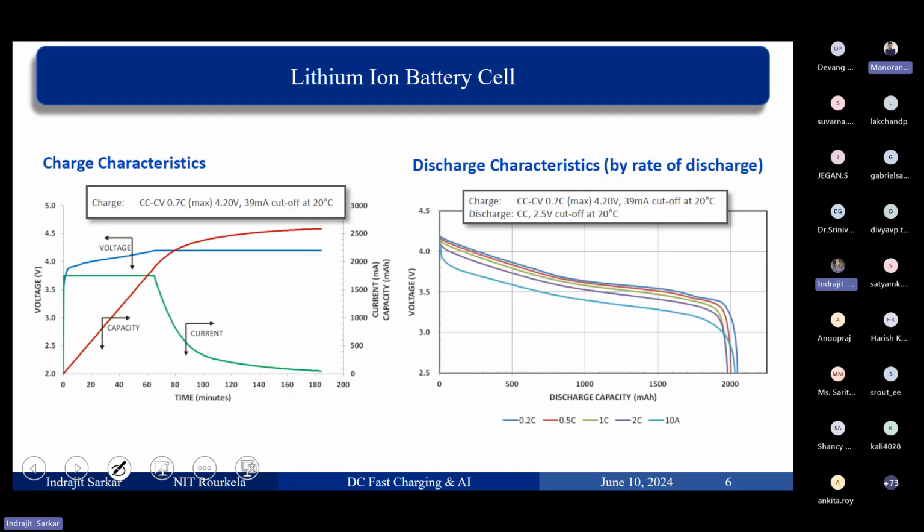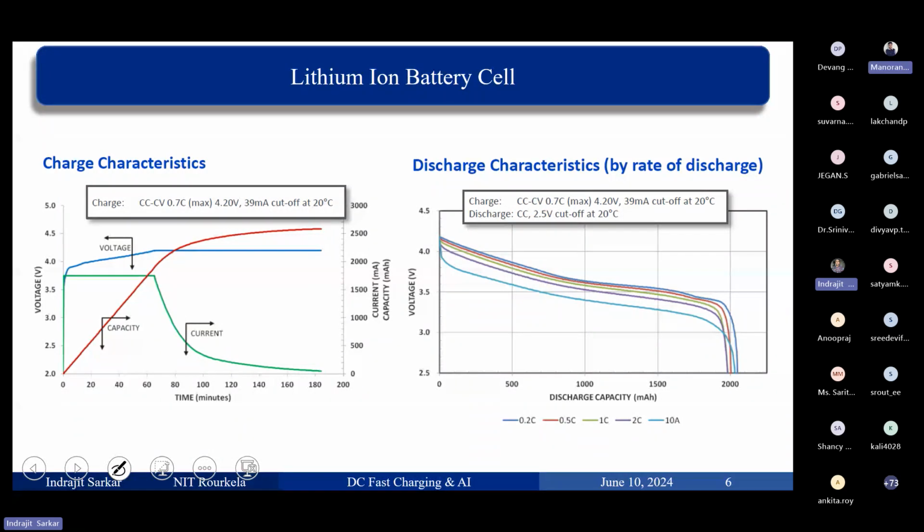Okay, so this is the charge characteristics. As I was mentioning, that constant current and constant voltage. You can see here the green one is the charging current profile, that is the current delivered to the battery. So till 60 minutes, you can see here the green line is constant. So current is constant. So how much is the current?